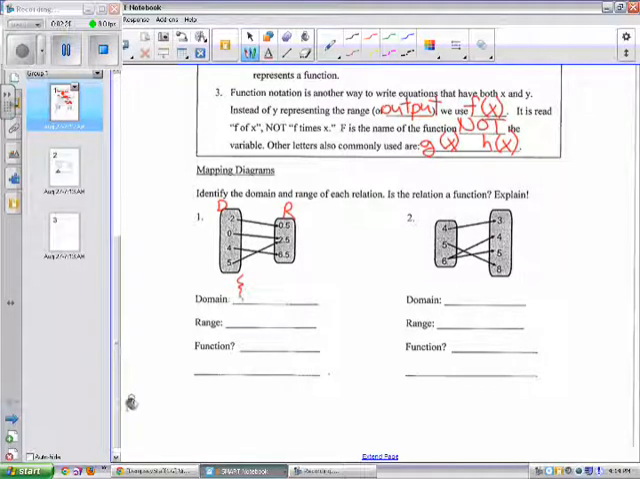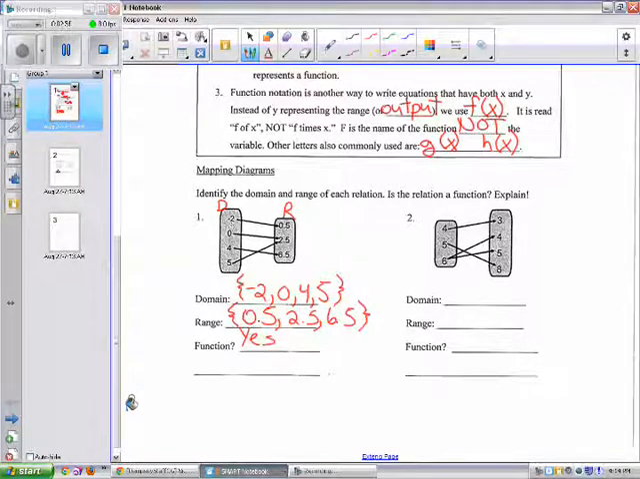So if we have maps, we look at this first one, we have our domain and our range. Our domain is listed on the left. It's -2, 0, 4, and 5. And don't forget our fancy brackets. Our range is 0.5, 2.5, and 6.5. So we have to decide if it's a function or not. Well, yes, this is a function because there's no x value that's paired with more than one y value. So this first one is a function.